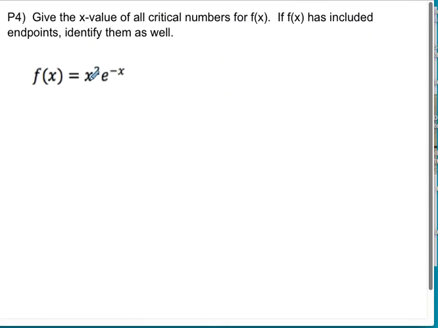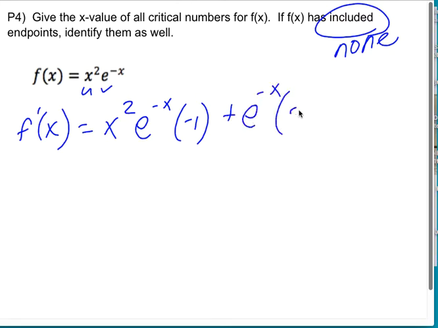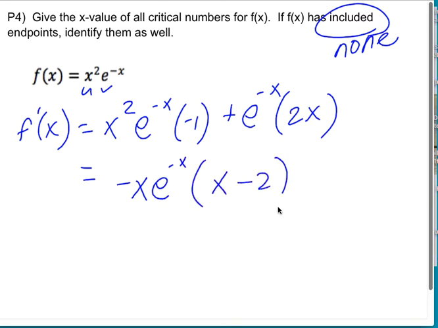All right, same idea. You give it a try. Again, there are no included endpoints. Here's my u, here's my v. My f prime of x is going to be u dv is going to be e to the stuff times the derivative of the stuff plus v du is going to be a 2x. So I think I can factor out an e to the negative x, and also I'm going to take out a negative x. So I'm going to take out negative x, e to the negative x. What's left is an x minus 2.